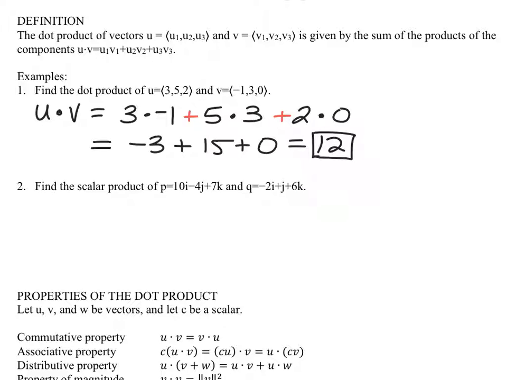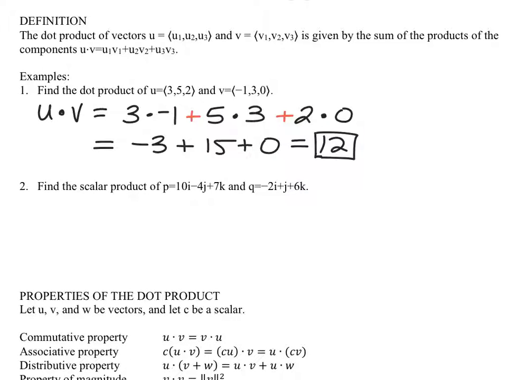For number 2, it says find the scalar product. Scalar product and dot product are synonymous. They mean the same thing. So dot product.